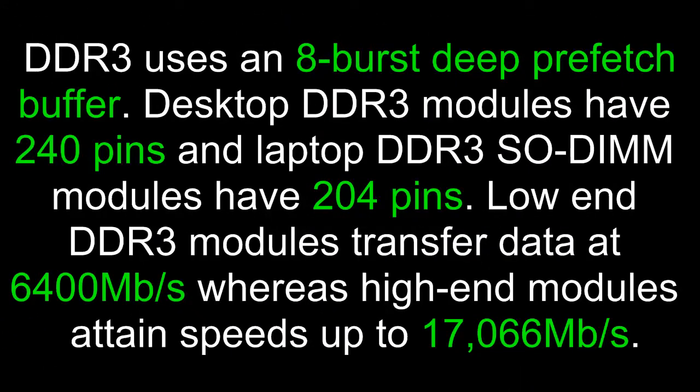DDR3 uses an 8-burst deep prefetch buffer. Desktop DDR3 modules have 240 pins, and laptop DDR3 SODIMM modules have 204 pins. Low-end DDR3 modules transfer data at 6400 megabits per second, whereas high-end modules attain speeds up to 17,066 megabits per second.